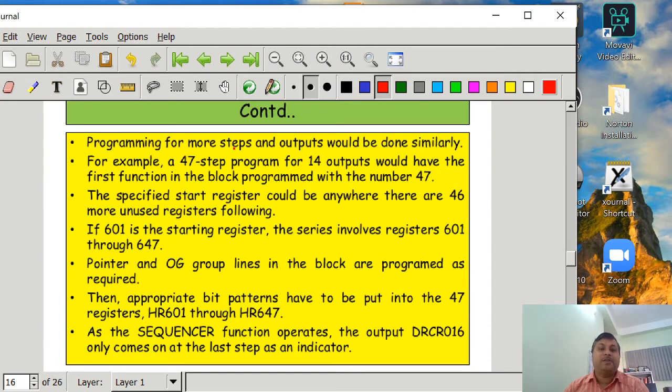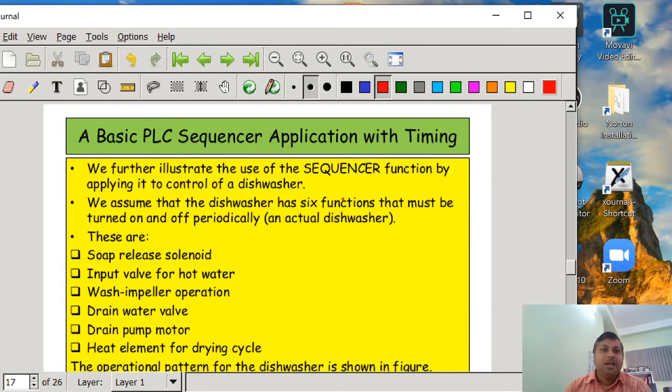As the sequencer function operates, the output DR or CR16 only comes on at the last step, as the indicator. Means whenever we perform the 47th step, at that time the indicator is going to be on. Okay.